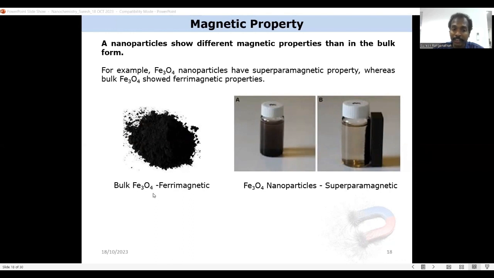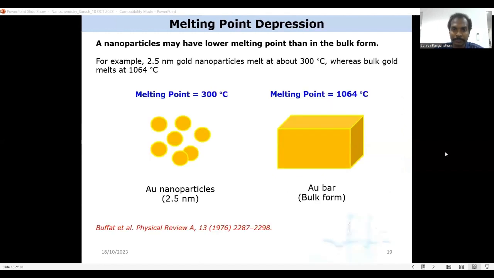In case of bulk Fe3O4, that is in the ferrimagnetic character, we can't get this colloidal solution. If we put the bulk Fe3O4, we're going to get only the suspension, not the colloidal solution. This is the difference between the nanoparticles and bulk materials.